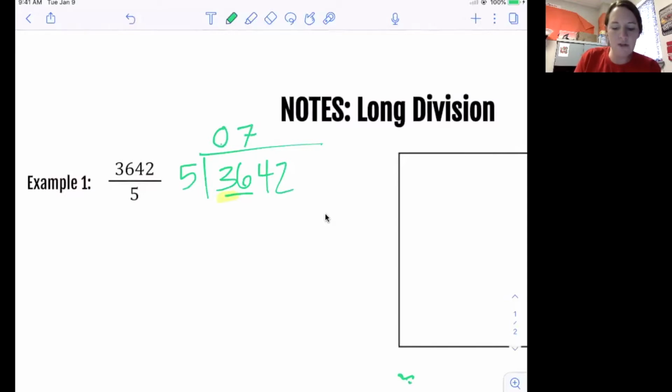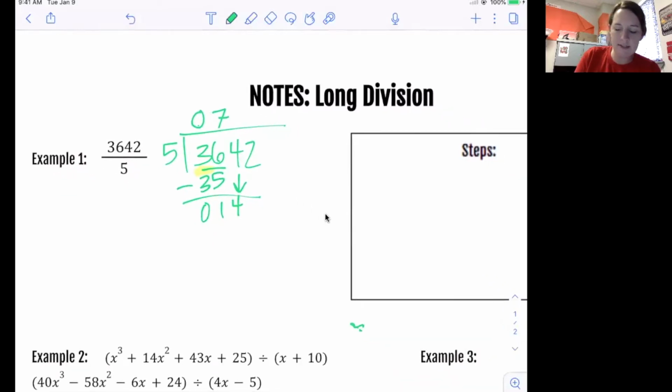And then I'm going to multiply. 7 times 5 is 35. Subtract that and bring down the 4. And then we're going to work the next step of division. So my first step is going to be to divide. We said 36 divided by 5. Multiply 7 times 5. Subtract 36 minus 35.